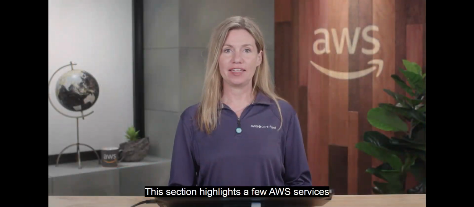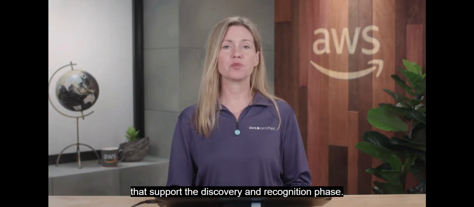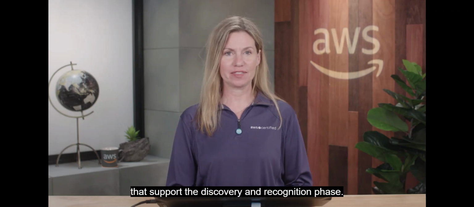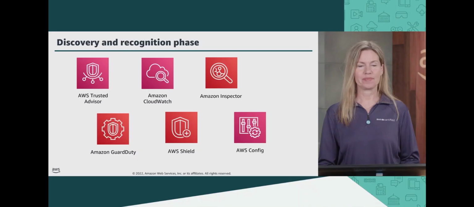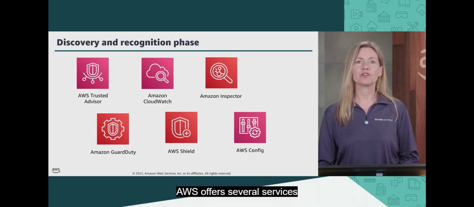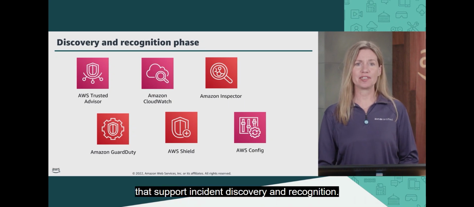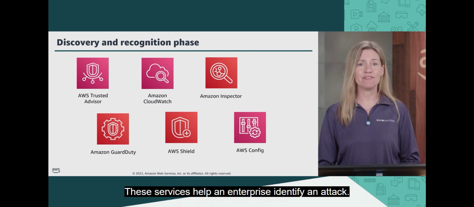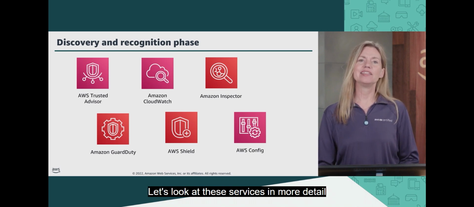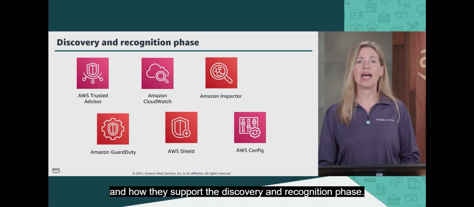This section highlights a few AWS services that support the discovery and recognition phase. Note that these are not all of the AWS services available. AWS offers several services that support incident discovery and recognition. These services help an enterprise identify an attack. Let's look at these services in more detail and how they support the discovery and recognition phase.